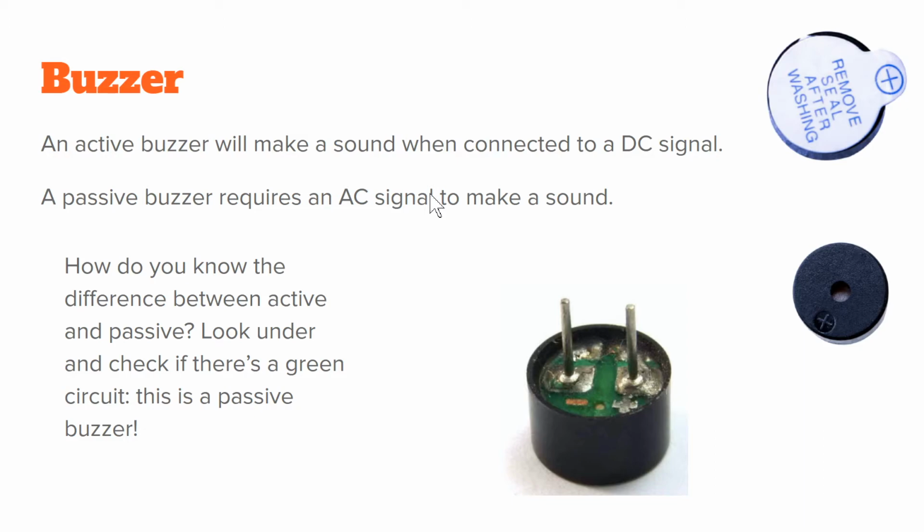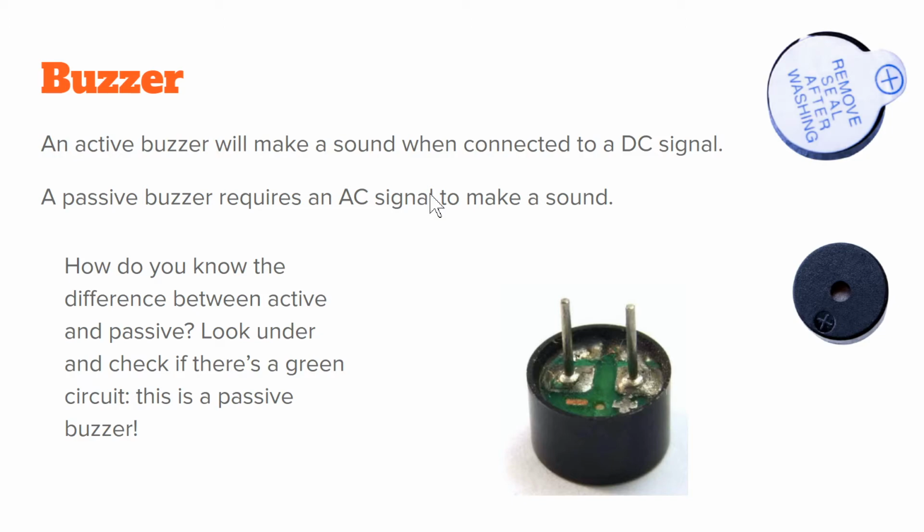And this right here is specifically a passive buzzer. Do you guys remember AC and DC that I taught earlier? That's the difference between an active and a passive buzzer. An active one makes a sound when it has a DC, and a passive one needs an AC signal to work. You know the difference between an active and a passive if you look under it and you see the little green circuit. If it's a little green circuit, then that's a passive buzzer. If there's nothing under, if it's just black, it's an active one.